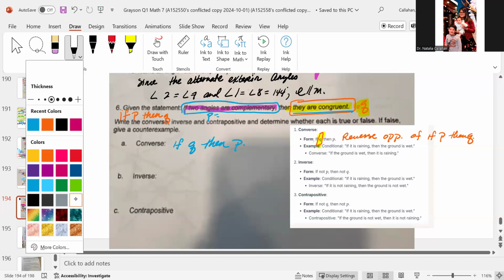Quentin, you still have your science and your narrative. You need to finish that, please.